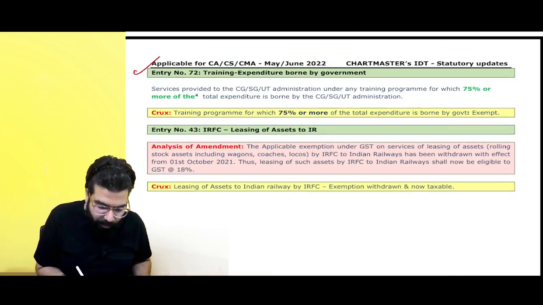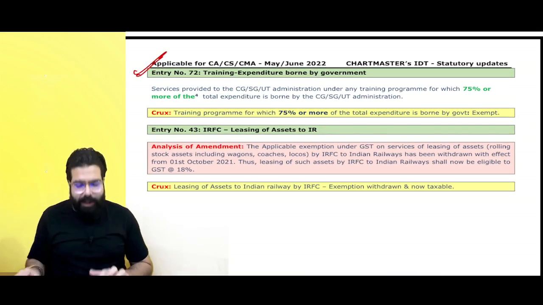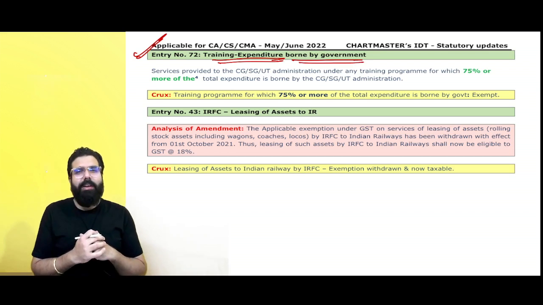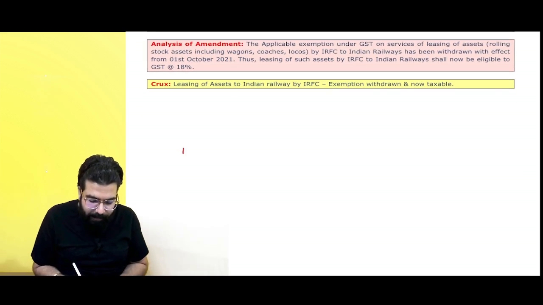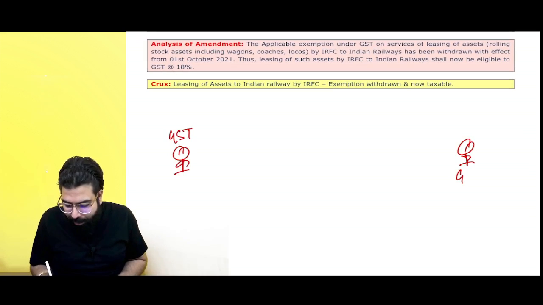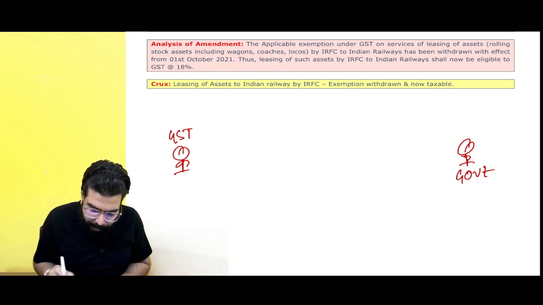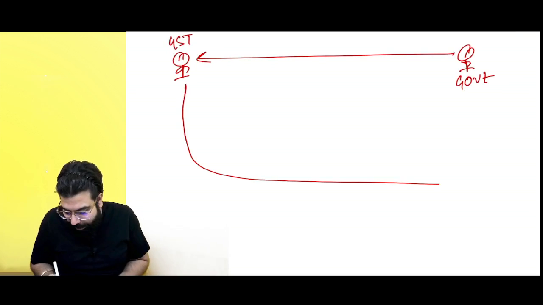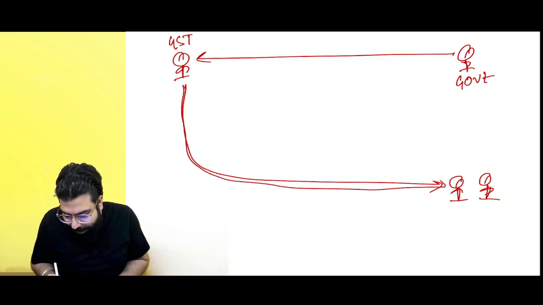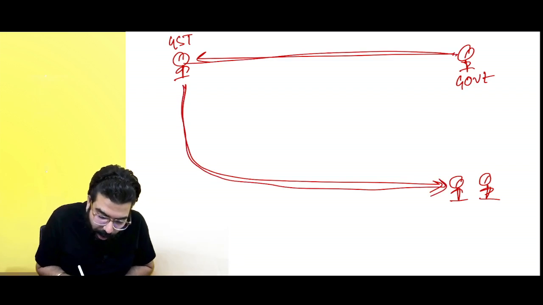Now, if you come down, there is one entry where they are telling training expenditure borne by the government. Sir, what do you mean by this? For an example, I am a GST teacher. This is the government. Government went ahead and told me, Ramesh, I will pay you, you do one thing, go ahead and give training to these kids in GST. So I am providing training to these kids, and the government is paying me.